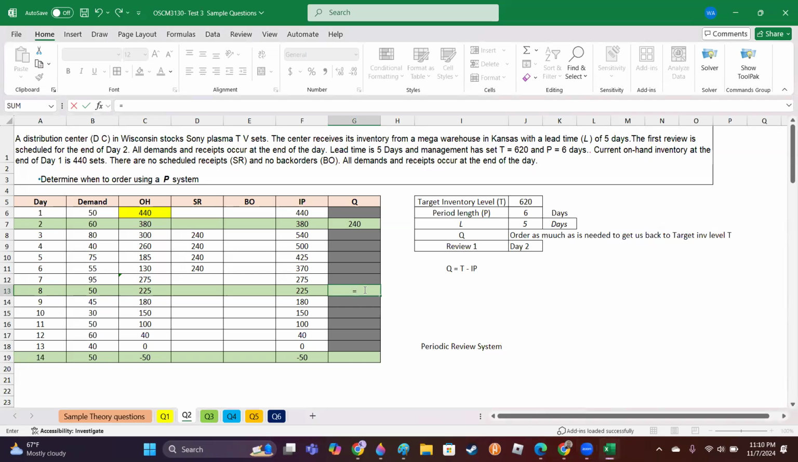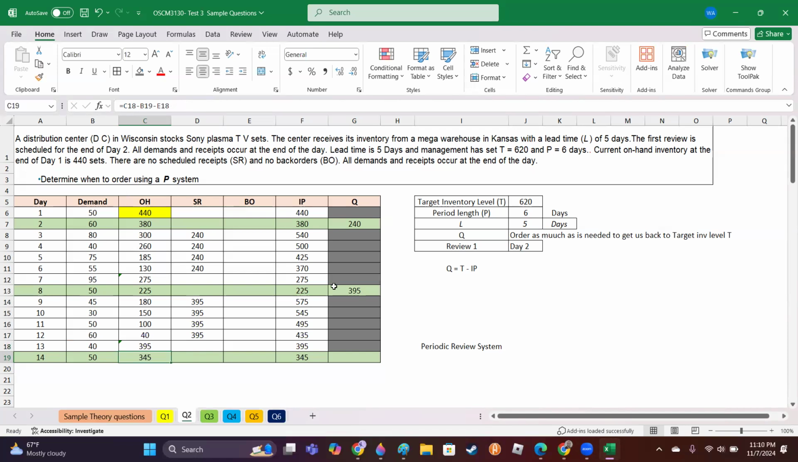I'm hoping there's a bit of a glitch on my end here. But for day 8, this is going to equal our target inventory amount of 620 minus 225. So we're going to place an order for 395 televisions. That becomes a scheduled receipt of 395. Since we placed an order on day 8, 8 plus 5 is 13, and we're going to receive 395 televisions on day 13.